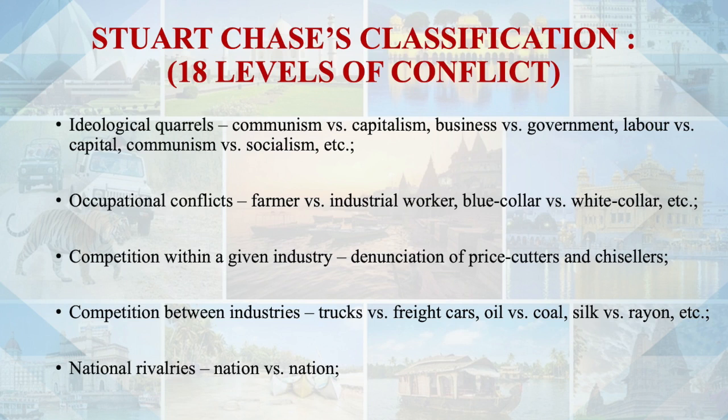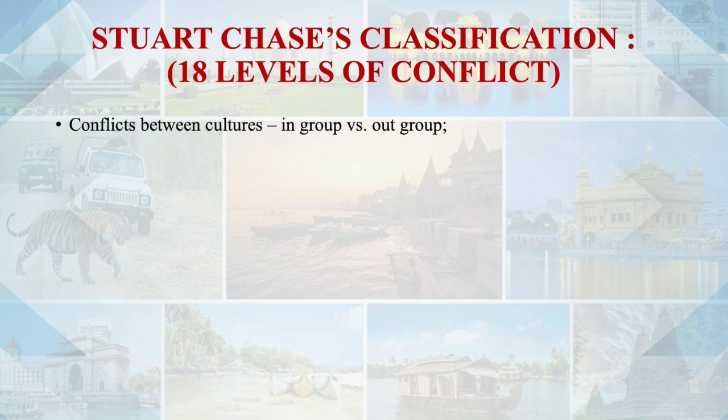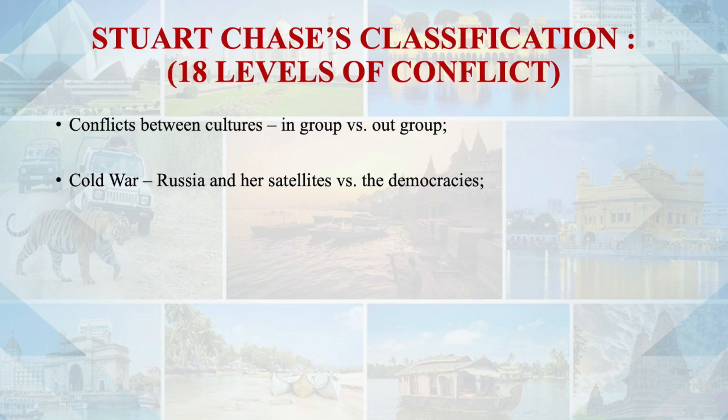Then national rivalries, nation versus nation, it could be because of boundary, because of international conflict, or because of economic scarcity or abundance of resources. Then we have conflict between cultures, either in the group or outside of the group. Then we have seen the conflict because of the Cold War, United States of America and the erstwhile USSR over satellites, democracies, all these things. And finally we had the conflict of East versus West.